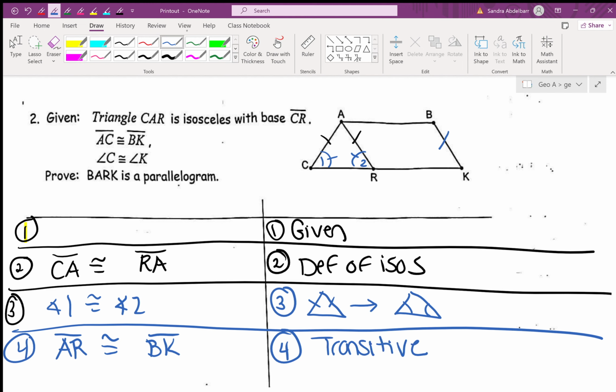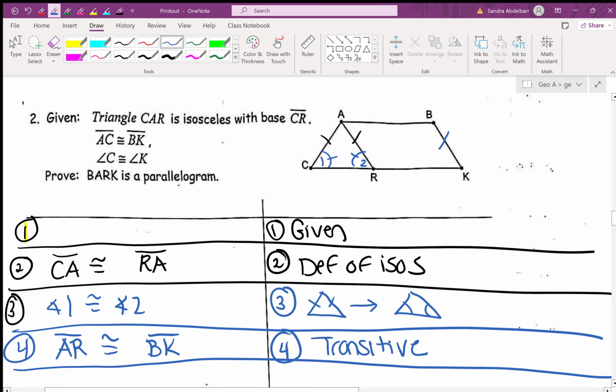All right, let's keep going. Now they're saying angle C is congruent to angle K. Well, I'm going to put the same marking on angle K that I have on angle C. So I'm going to put that. But now the fact that I had to use the same marking again should tell me something.